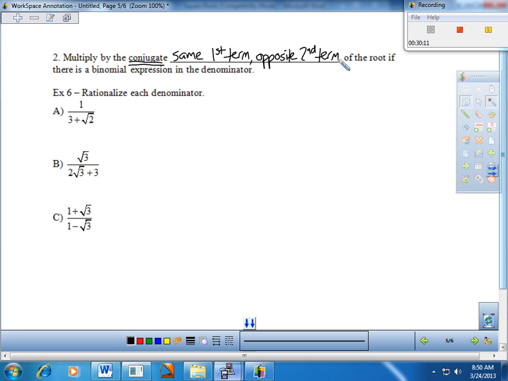So it just says multiply by the conjugate of the root if there is a binomial expression in the denominator. So let's try that on 6.